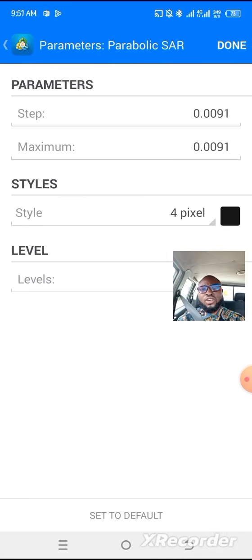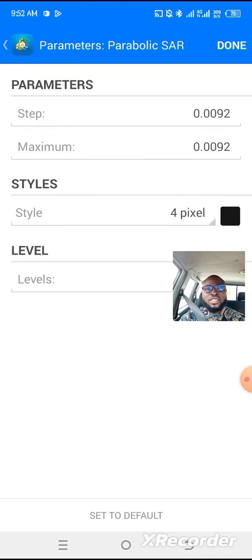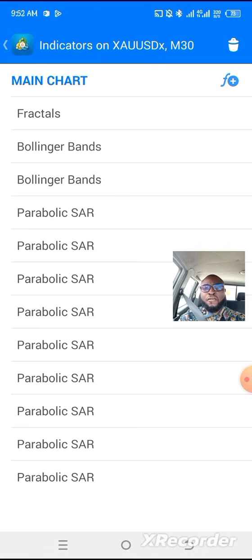The first setting is step 0.0091, max is the same thing, 0.0091. The next one is step 0.0092, max 0.0092. You click done. The next one is step 0.0093, max 0.0093. You click done. Any color of your choice.